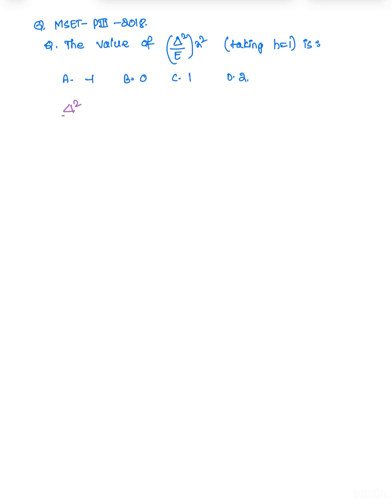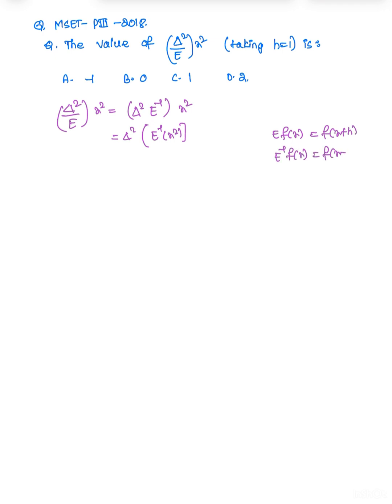We have delta square by E of x square. So we can make it as delta square E inverse of x square. So first applying E inverse to this delta square E inverse of x square. So E of f of x will be f of x plus h. Likewise E inverse will be f of x minus h. So here they have given h is equal to 1. For h is equal to 1, E inverse of f of x is equal to f of x minus 1 for h is equal to 1.